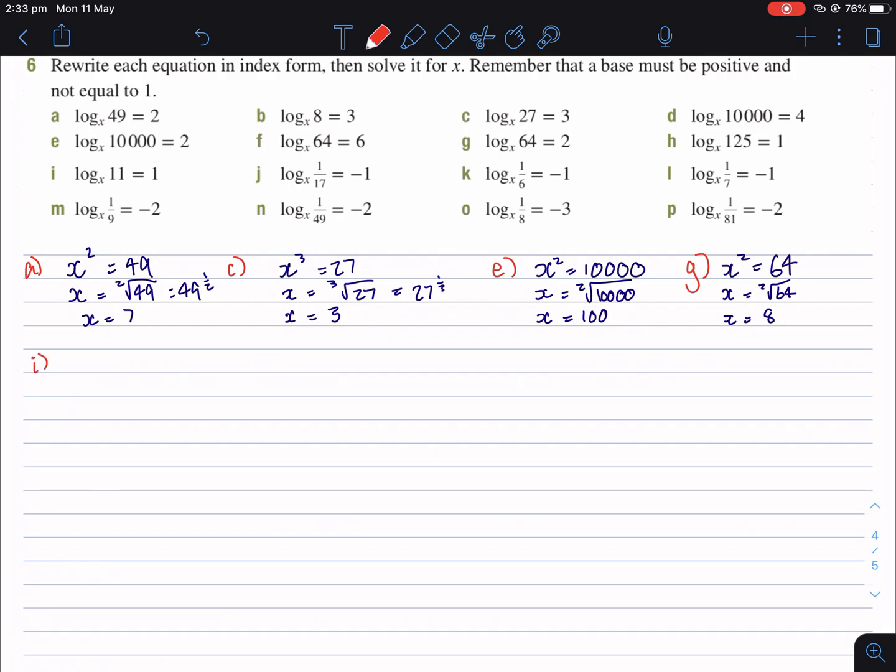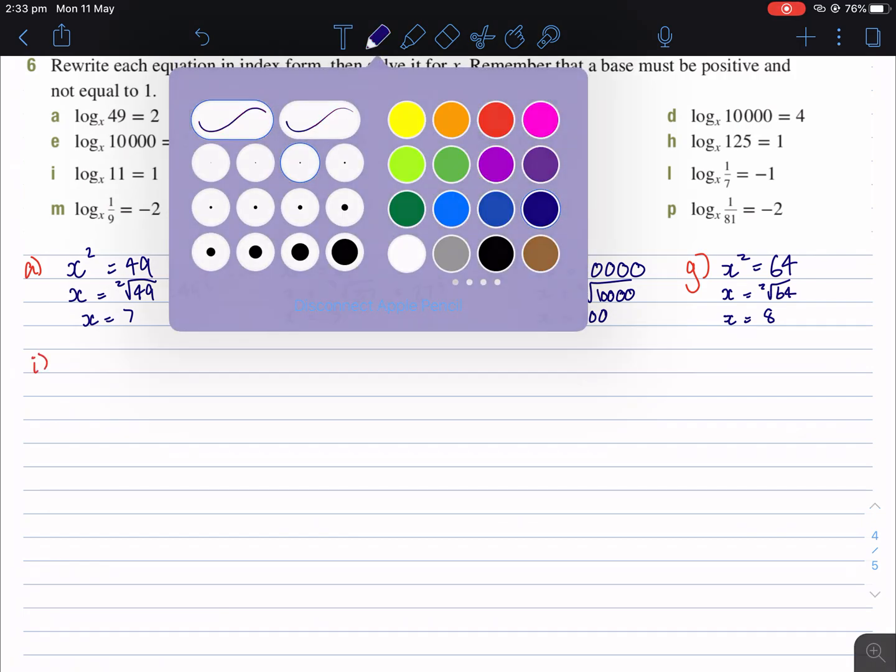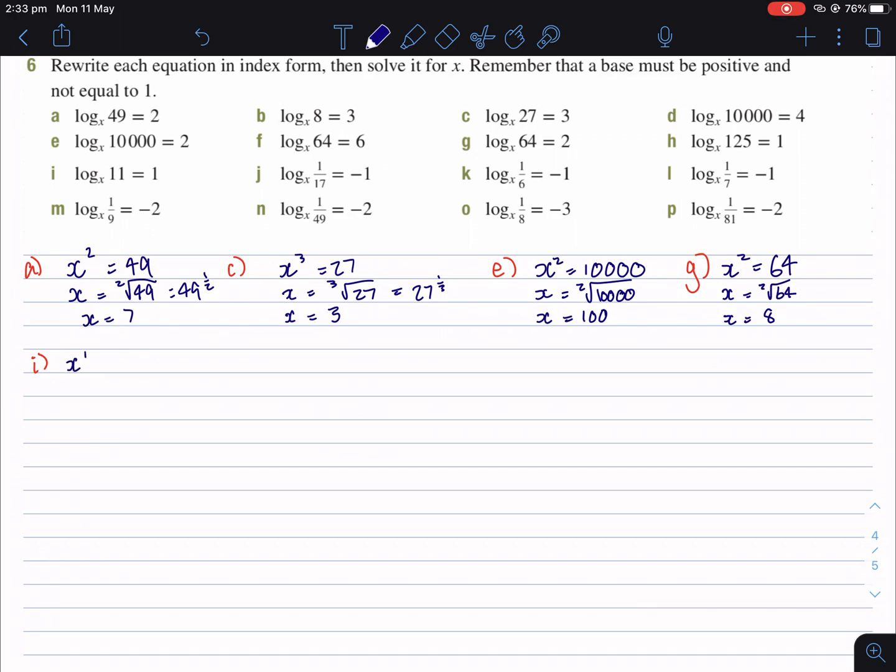HI. So we've got x to the 1 equals 11. Well, the only thing that's raised to the 1 that gives 11 is 11. Because it's the 1th root of 11, so it's 11. So if you ever have 1 here, this will be the same as this.